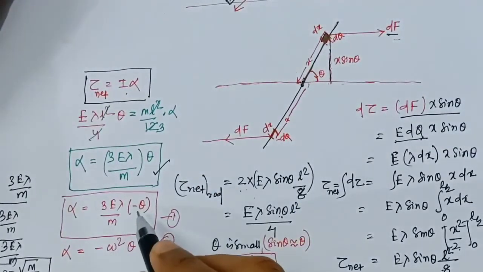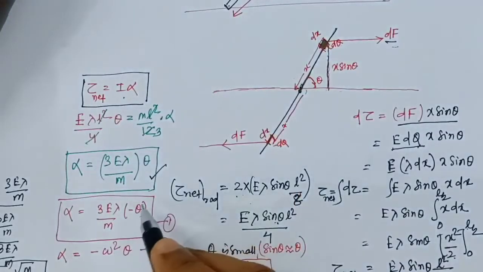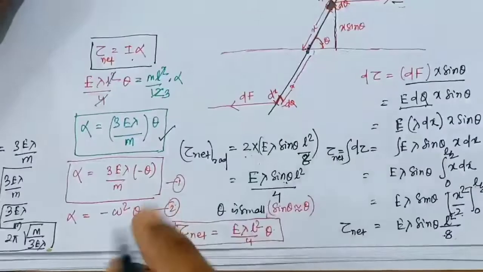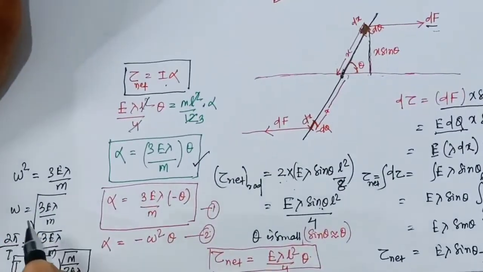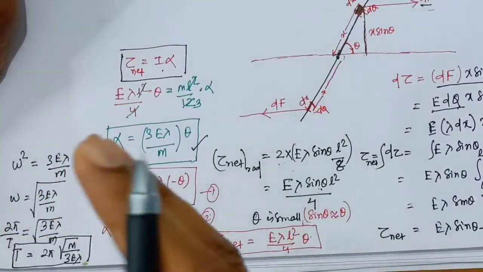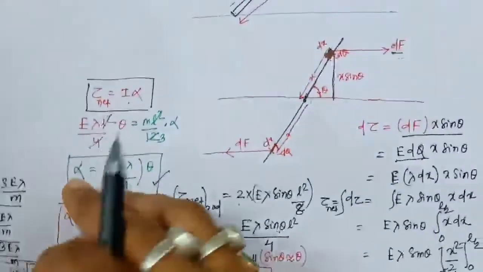I will put a negative sign here. With time this theta decreases, so it is not a bothering thing to introduce a negative sign. Comparing with the SHM equation, I'll get the value of omega, and once omega is obtained, it is very easy to get the time period of SHM. I hope this question is pretty clear. Let me do one more question.